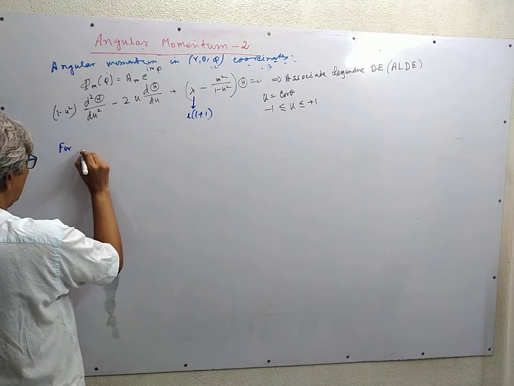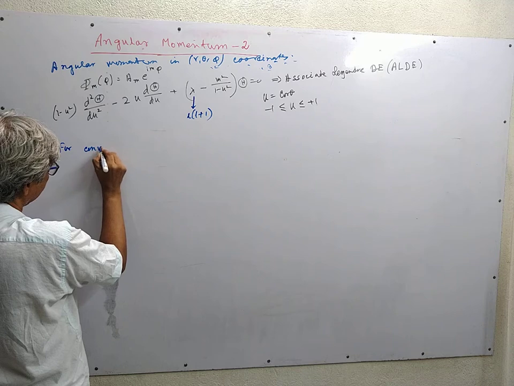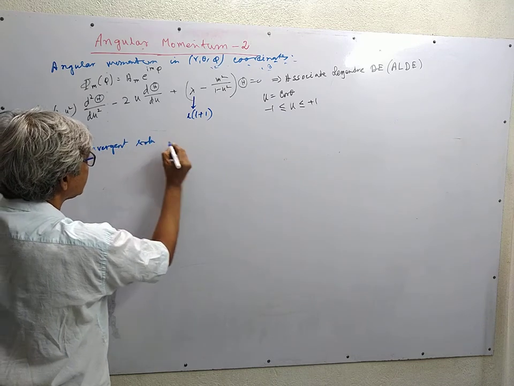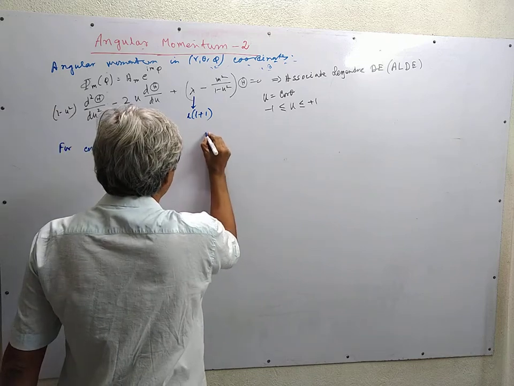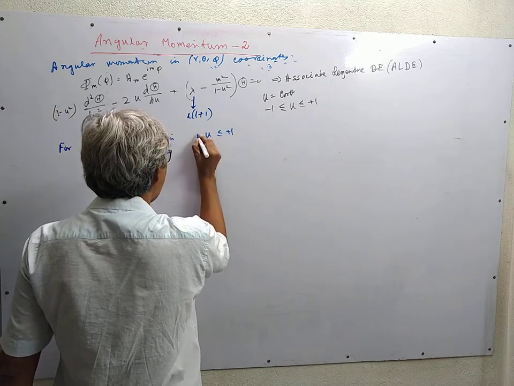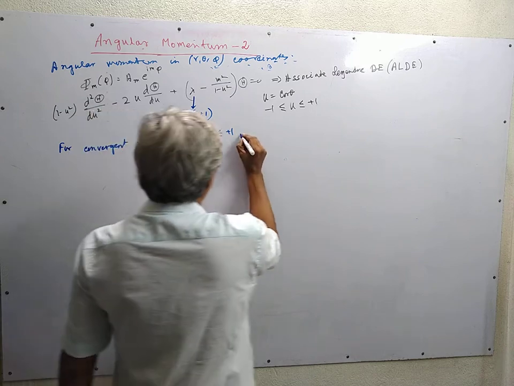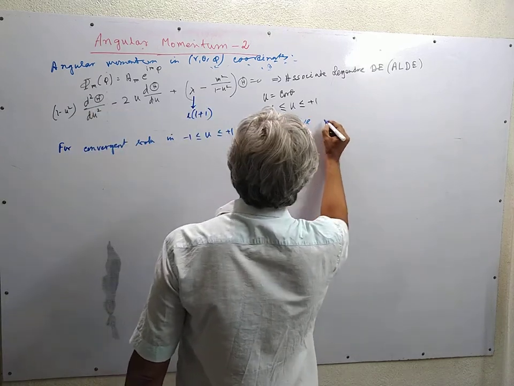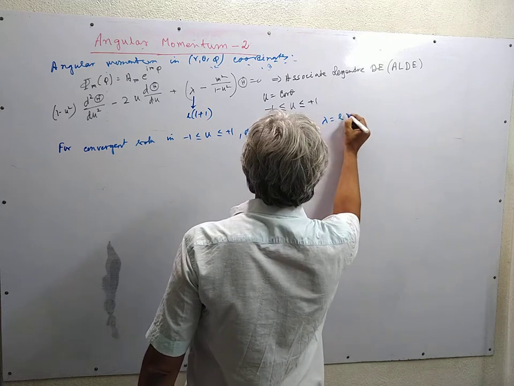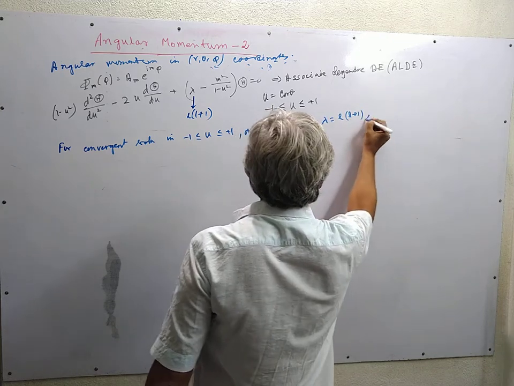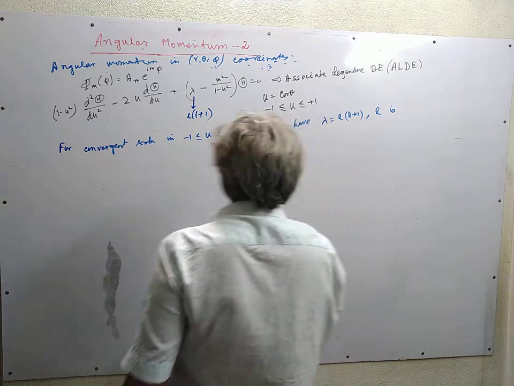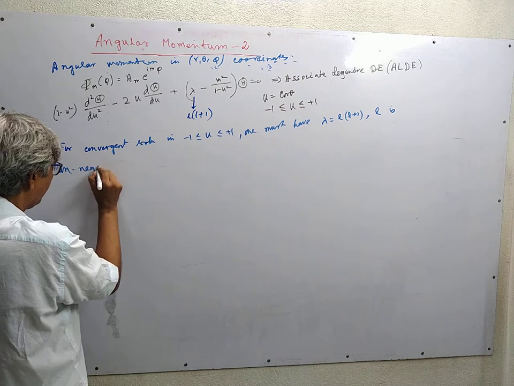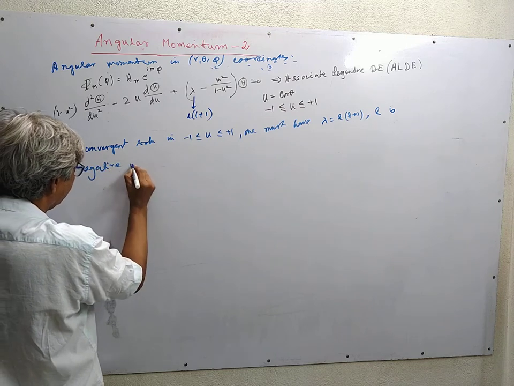For a convergent solution in the closed interval of u, one must have lambda is equal to L into L plus 1, where L is a non-negative integer.